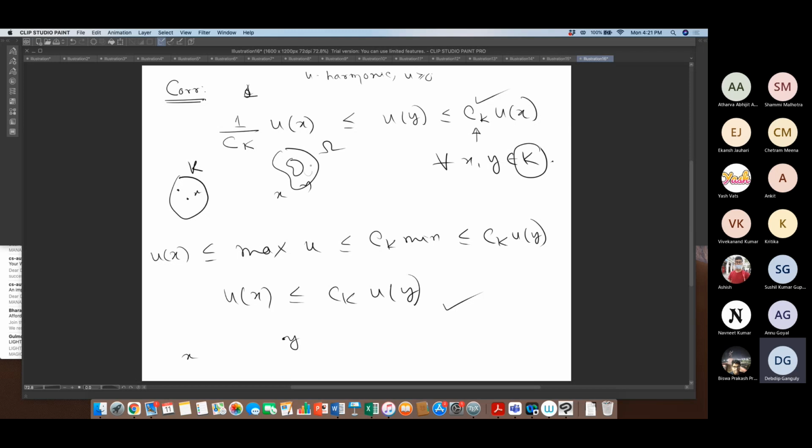So if you change the compact set, then there will be a constant K1. If you change to another compact set, then there will be a constant K2. So you have to be very careful that you can do it for a fixed compact set. For a non-negative harmonic function, you can always estimate any two points. Is that clear? Is this Harnack clear? Yes. Okay.